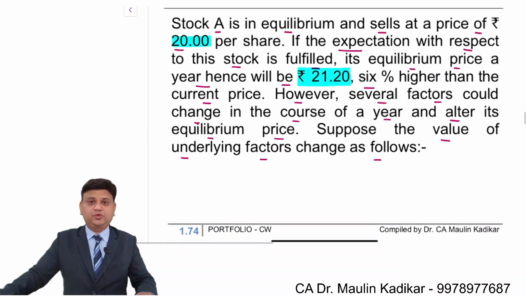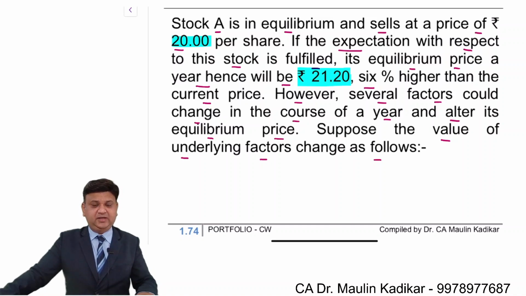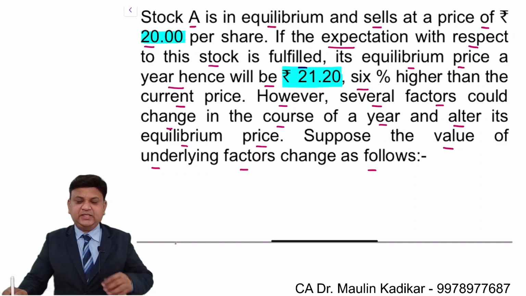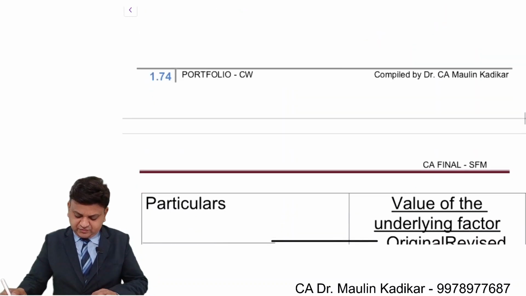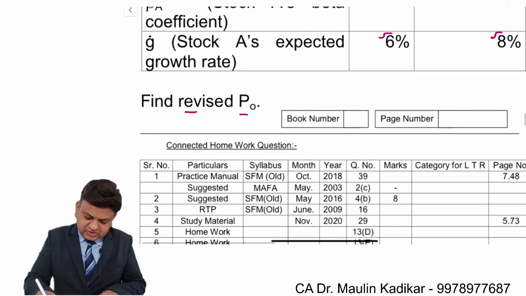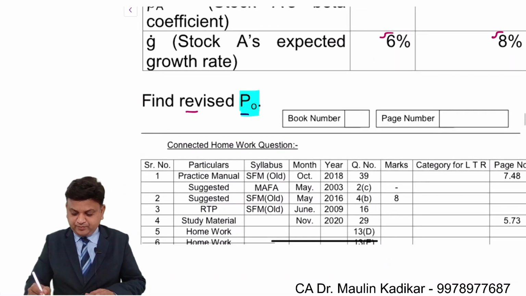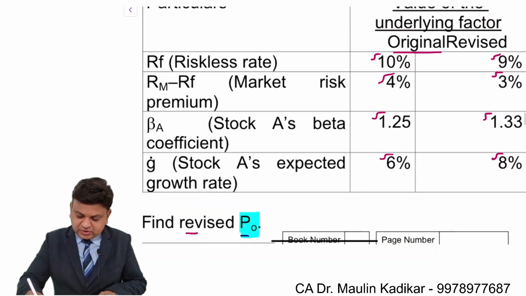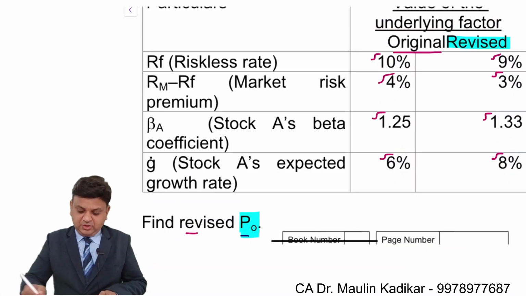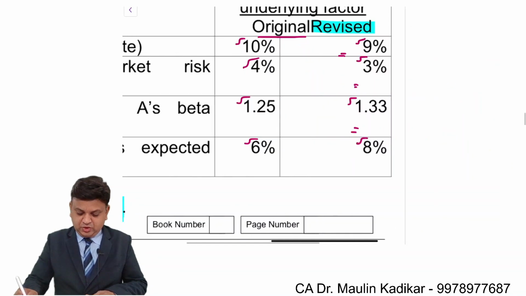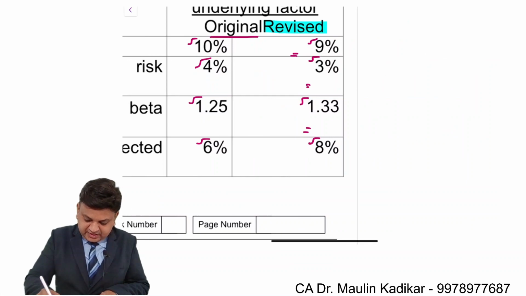I request all of you to go through the question and then we will understand how to calculate the answer. Dear students, importantly the question says that you are required to compute the revised P0. So basically we are required to focus on the revised factors. The information is provided to us with respect to RF, beta, and RM and RF. So we can make the computation like this.